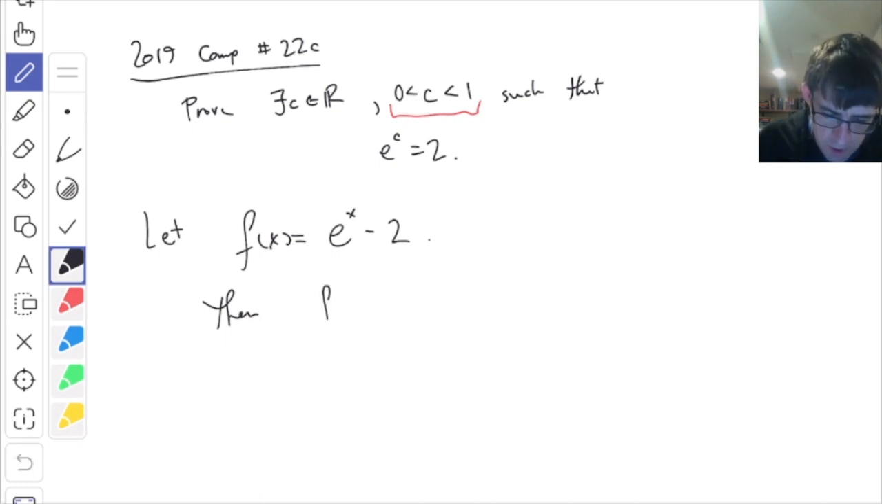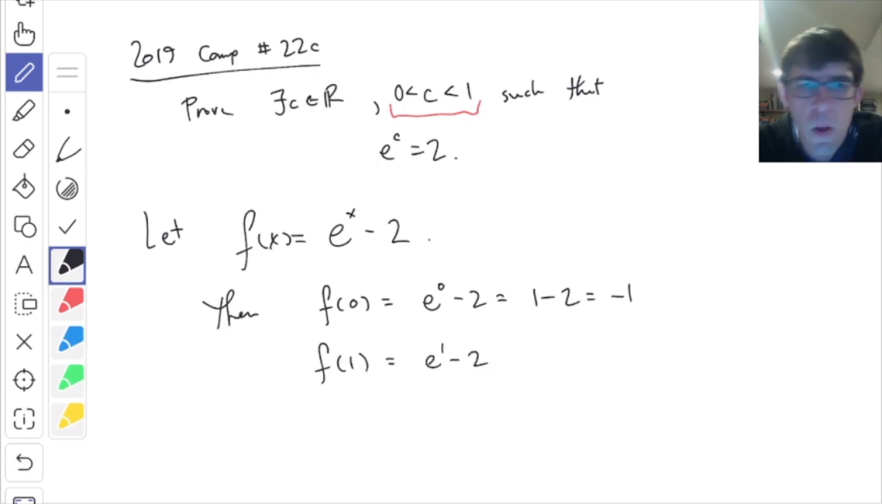So I have to check f of 0. This is e to the 0 minus 2, which is 1 minus 2, which is negative 1. And then f of 1 is e to the 1 minus 2. What is that? I don't know offhand the digits of e, but e is greater than 2. It's 2.7 something something, I believe. Anyway, this is greater than 0, whatever that is, because e is more than 2.